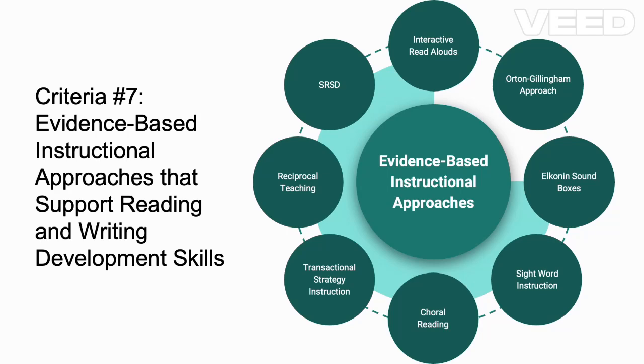Criteria 7: evidence-based instructional approaches that support reading and writing development skills. Previously we talked about the reading and writing development skills, including oral language development, phonemic awareness, decoding skills, printed word recognition, spelling, reading fluency, reading comprehension, and written expression. What we're going to be doing in this section is talking about different evidence-based instructional approaches that support each one of those skills.